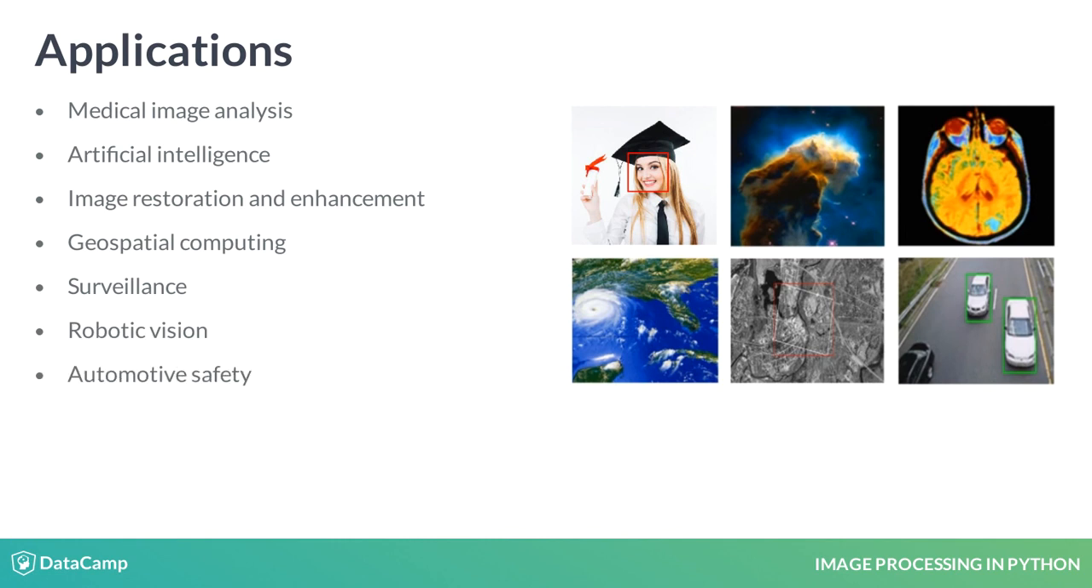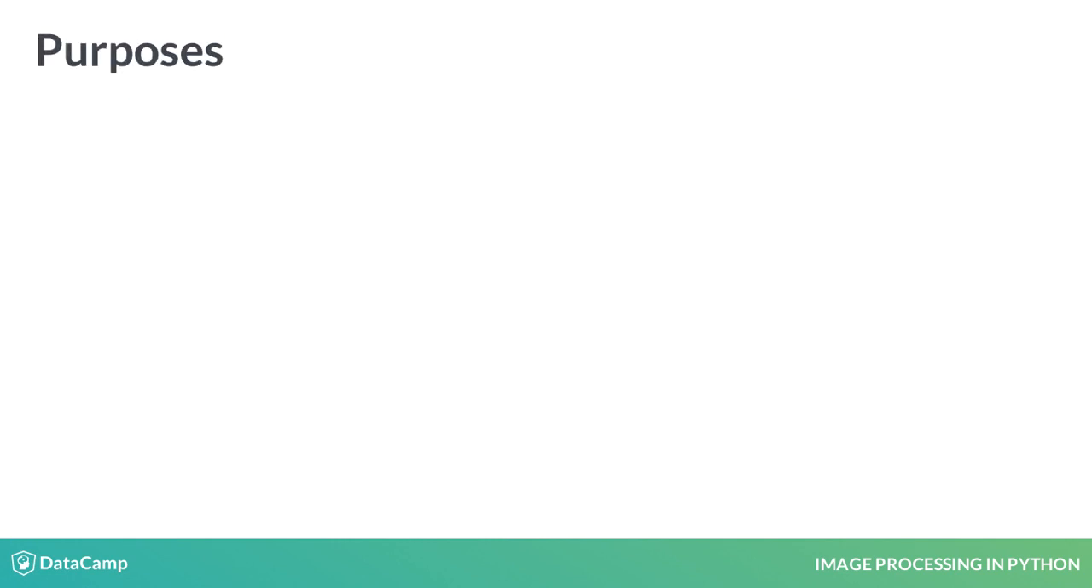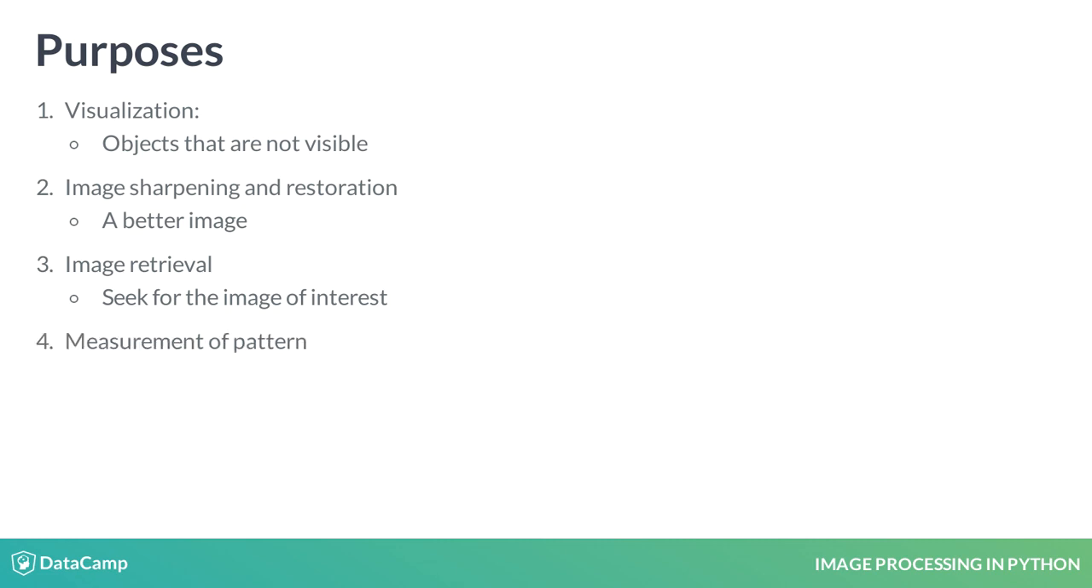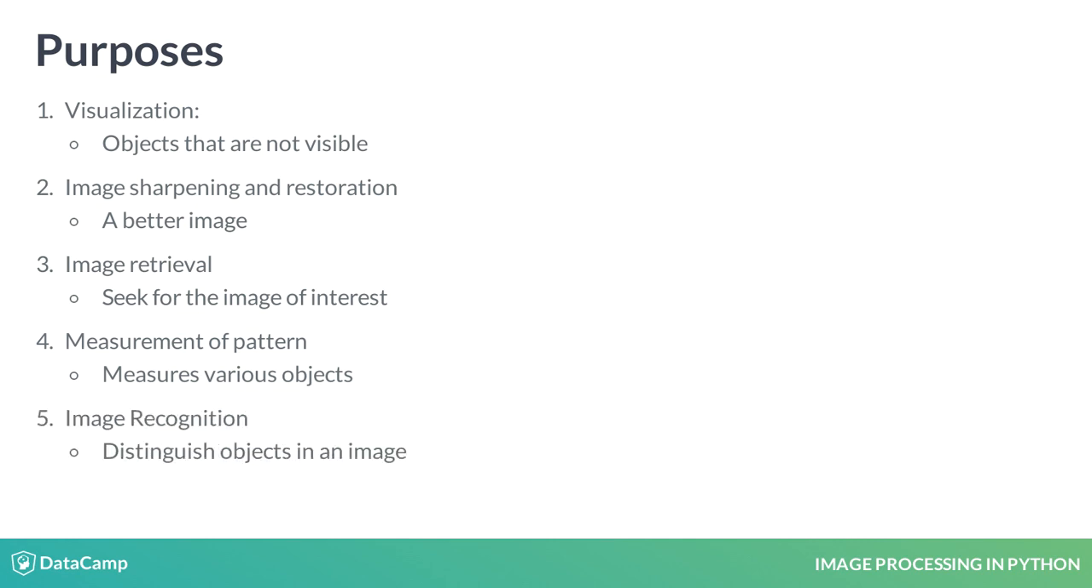many more. The purpose of image processing can be divided into 5 groups. Visualization, to observe objects that are not visible. Image sharpening and restoration, to create a better image. Image retrieval, to seek for the image of interest. Measurement of pattern, to measure objects. And image recognition, to distinguish objects in an image.